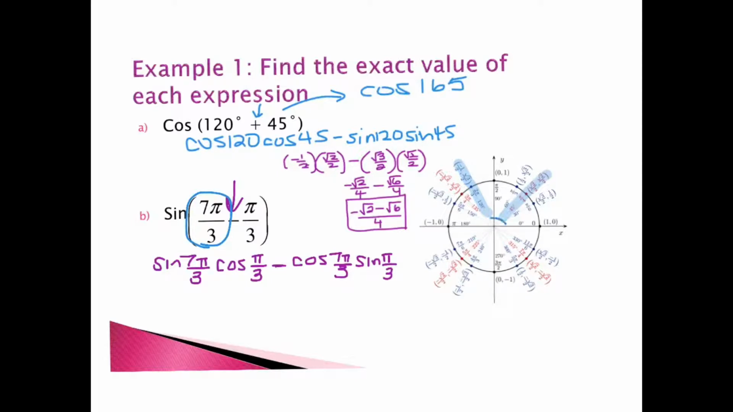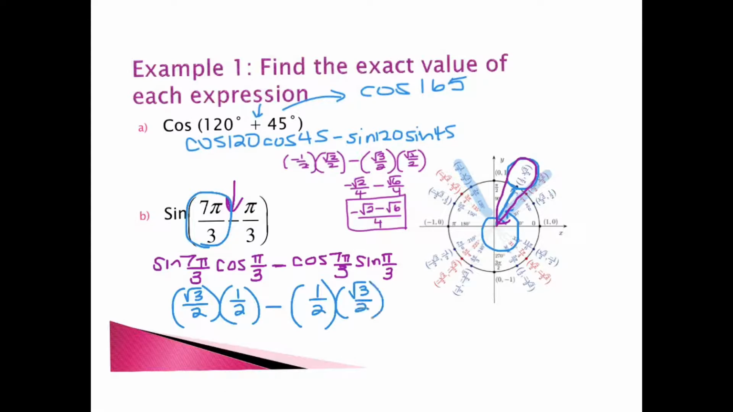So 2 goes all the way around your unit circle. And then I would go 1/3 past it, which is that first pi over 3. That point is 1/2 and root 3 over 2. So the sine there is root 3 over 2. And the cosine at pi over 3 is the same point, and this time it's the x, which would be 1/2. Minus the cosine at 7 pi over 3, which is 1/2, times the sine at 7 pi over 3, which is root 3 over 2. When you multiply those out, you get root 3 over 4 minus root 3 over 4. And these actually cancel, giving you 0.